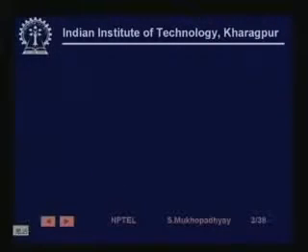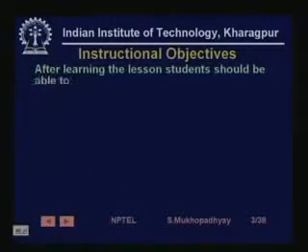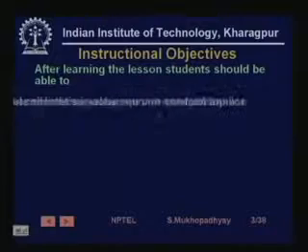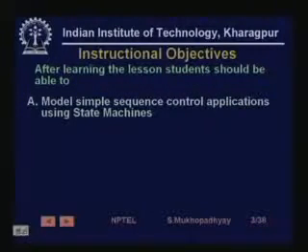So, we will look at the instructional objectives. The objectives of this lesson are firstly to be able to model simple sequence control applications using state machines. State machine is actually a formal method, and we advocate the use of formal methods because English can be very ambiguous, sometimes contradictory also. So, we have to model it using methods which are unambiguous, consistent, do not contain contradictions, and are also easy to understand and develop.